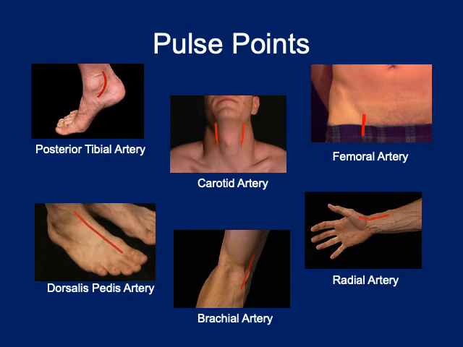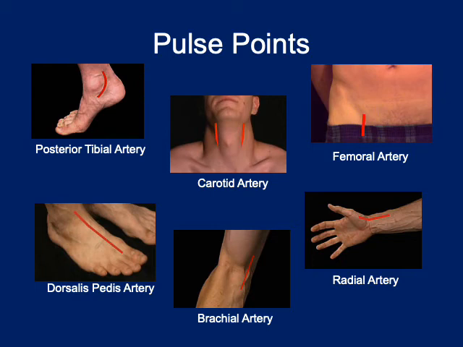When you're checking pulse, motor, and sensation distally to the extremities, you can check the radial pulse, obviously, on the upper extremities. But in the lower extremities, we use the posterior tibial artery or dorsalis pedis arteries. You can see where they are. The posterior tibial is on the medial side, behind the ankle bone right there. And then dorsalis pedis is on the top of the foot, or the dorsal surface of the foot.